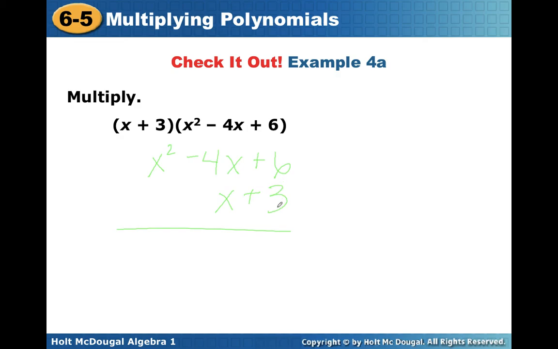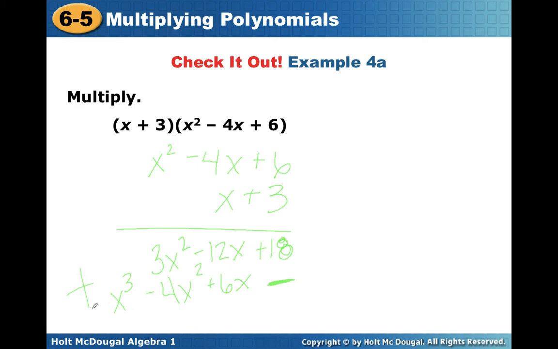We're just going to look at the 3 and we're going to multiply the 3 by everything above it. So in this case, we get plus 18. 3 times negative 4x would get you negative 12x. And then 3 times x squared, which gets me 3x squared. And now that we've noticed the 3, we're now going to look at the x. We're going to put a little placeholder there. And then multiply the x by everything above it. So that gets me 6x, negative 4x squared, and x cubed.